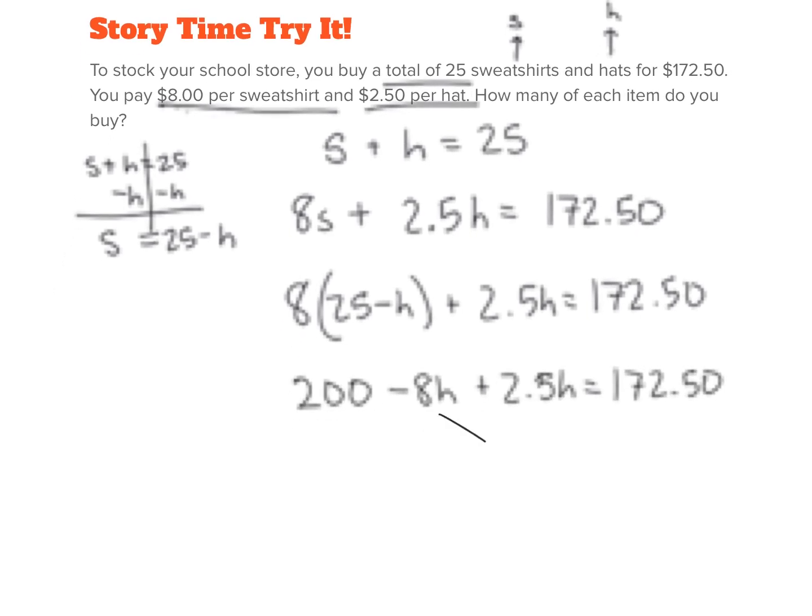Okay, what else can I combine? I can combine negative 8H and 2.5H. This is going to end up being negative 5.5H. Again, opposite sign, subtract. 8 minus 2.5 is 5.5. And I'm left with 200 over here and 172.50 here.